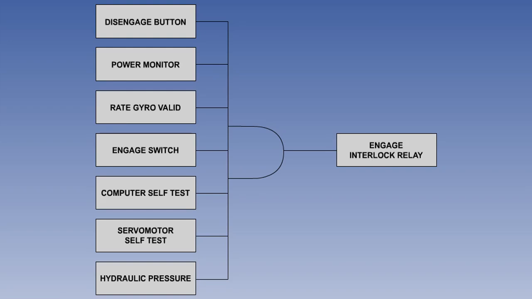In this lesson, we will look at the different types of actuators used in autopilots, why automatic synchronization is provided, the necessary interlocks that have to be made before the autopilot will engage, and the reasons an autopilot will disengage.